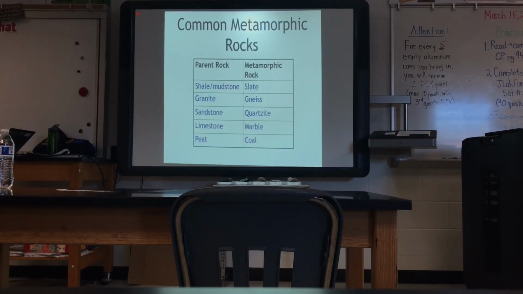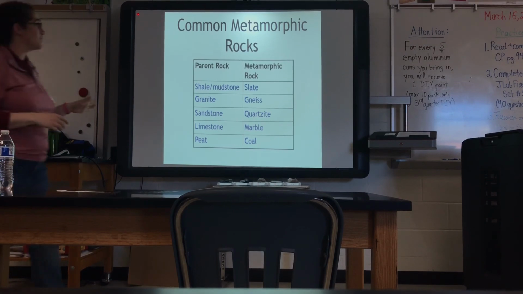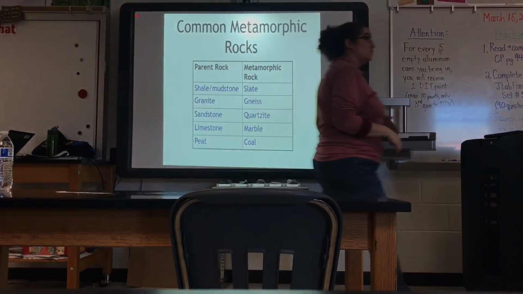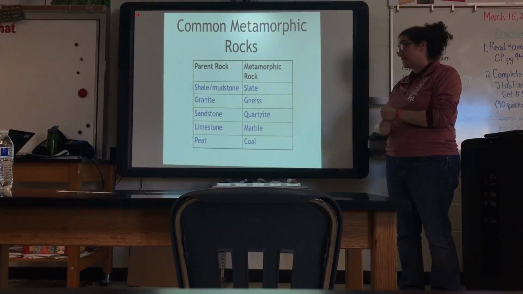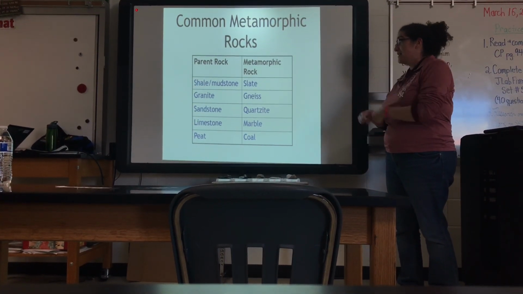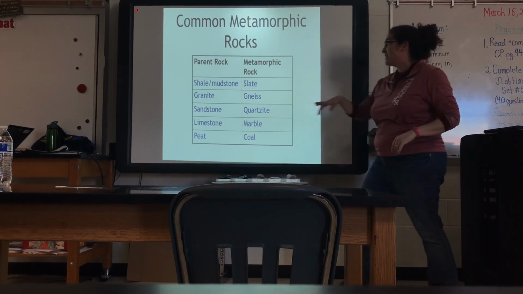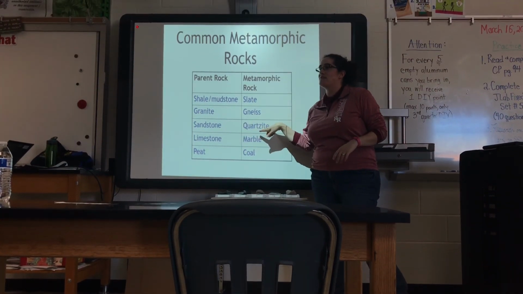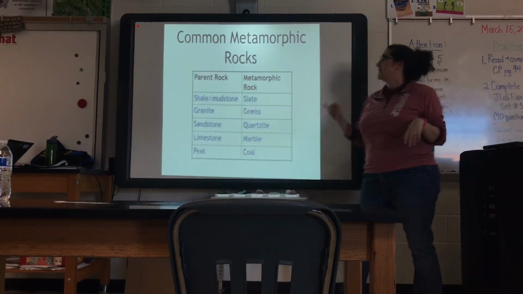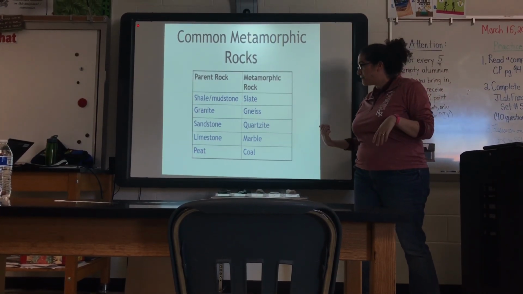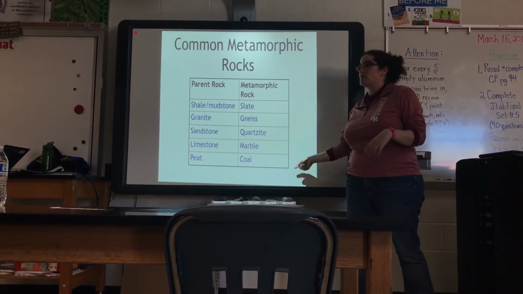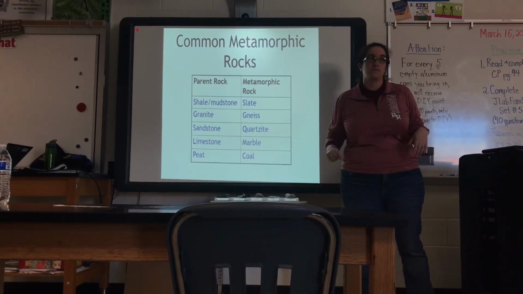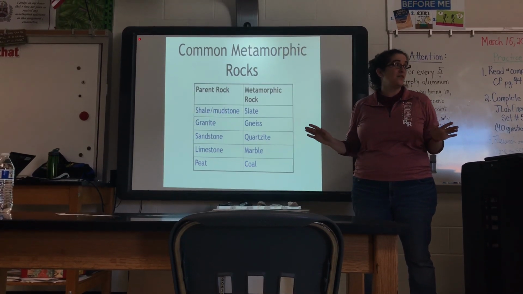Okay, sorry. Common metamorphic rocks. This is the last part that you guys need to know. So these are the ones you really, really have to know who the parents are for these rocks. Shale becomes slate. Granite gets gneiss. Sandstone makes quartzite. This one makes sense because sand is mostly made of stuff that's quartz. Limestone makes marble, and peat or bituminous coal makes anthracite coal. Are there any questions about metamorphic rocks?